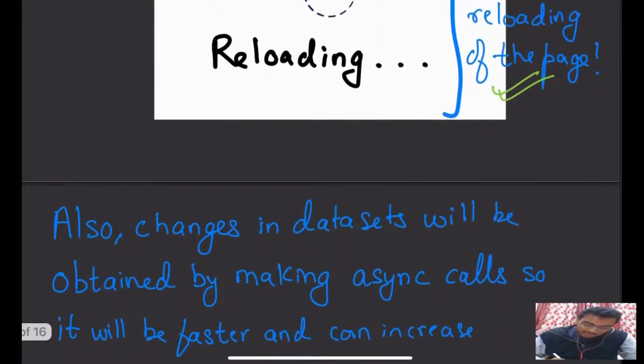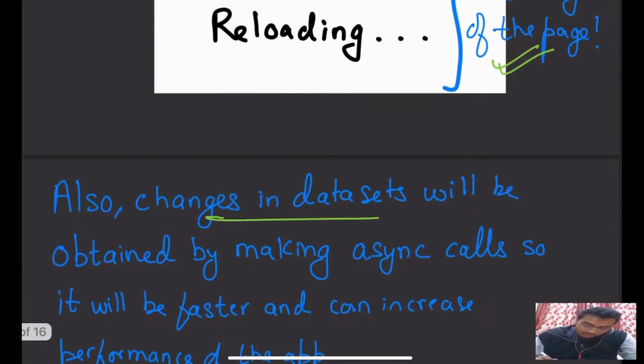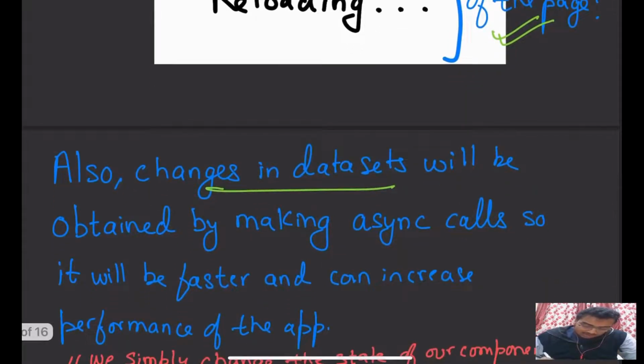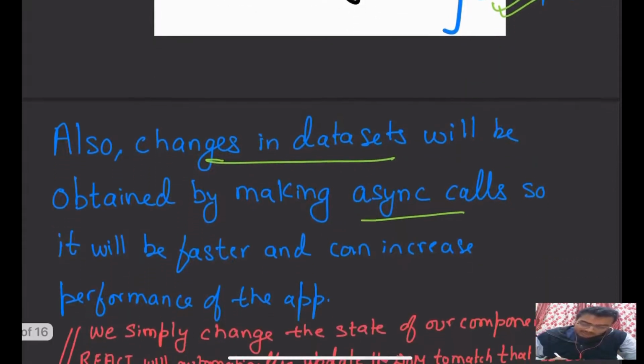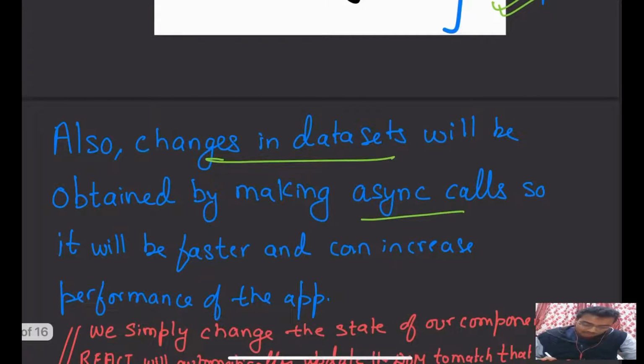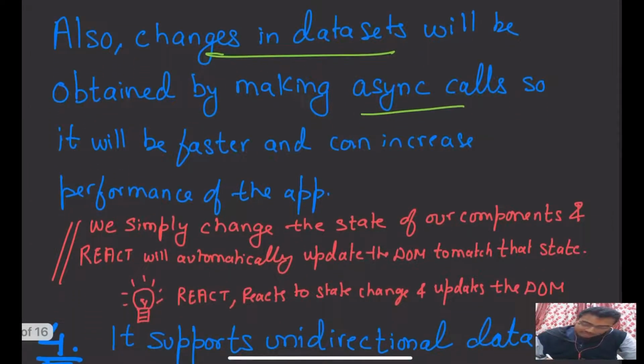Also, changes in data sets will be obtained by making asynchronous calls, so it will be faster and can increase the performance of the application. Note, we simply change the state of our component and React will automatically update the DOM to match that state. That is why it is named React: it signifies that React reacts to the state change and updates the DOM. So whenever there is a state change, React will react and update the DOM.